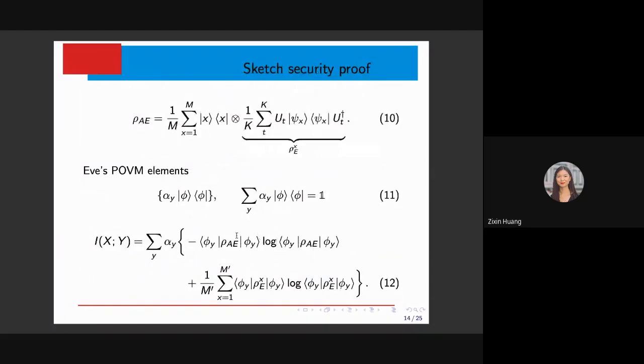The starting point is that quantum mechanics dictates that Eve's measurement takes the form of a set of POVM elements, which looks like this. And if you sum over y, then you end up with the identity operator. So when you apply equation 11 to equation 10, Eve's mutual information looks like this. There are two terms in here which we will bound separately. We're going to bound the first term using the matrix Chernoff bound and the second term using the Maurer bound. And we will look at the matrix Chernoff bound now.